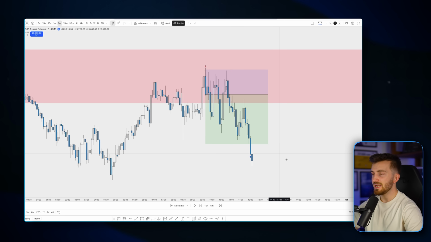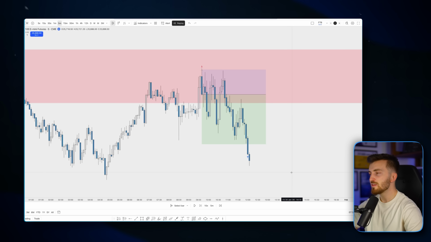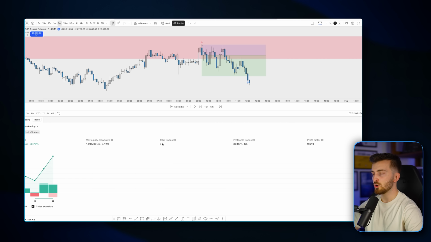And here you can see that even during a range bound market, the market still provides entries. And this has given us a total of 5 trades, out of which 80% were profitable and gave us a total P&L of $7,500 in this backtest.